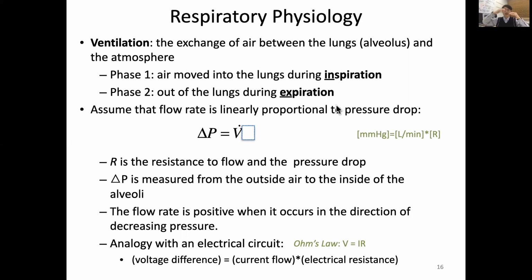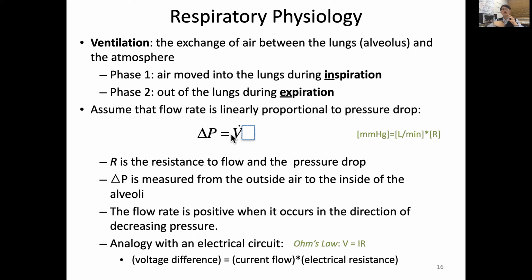So when the air flows in and out, this is a fluid movement, and we have to consider the driving force. The driving force of the fluid is usually pressure difference. So that comes as delta P, and that pressure difference will cause the air to flow. So that flow can be represented as a flow rate here as V dot. That means a differential with respect to time.